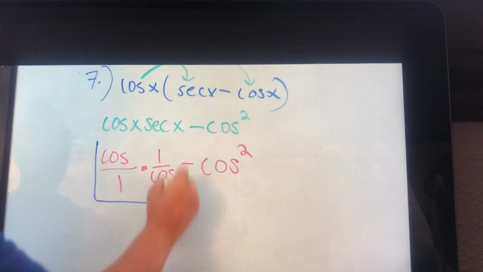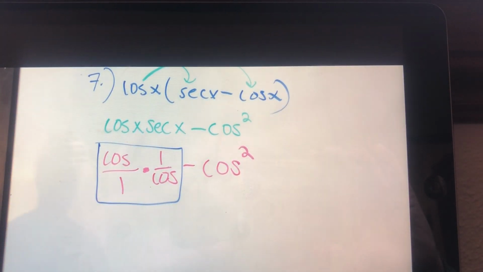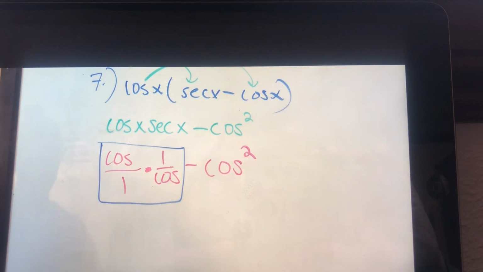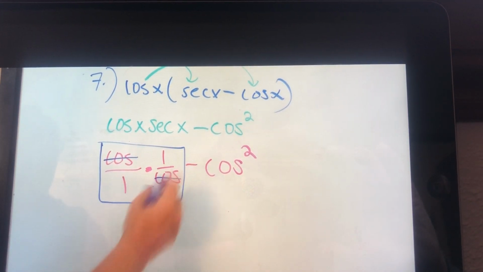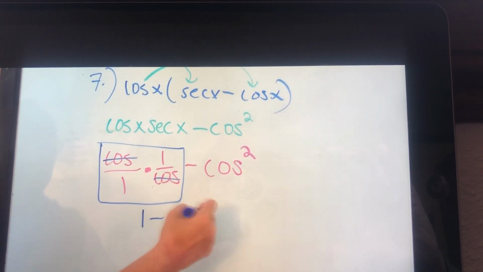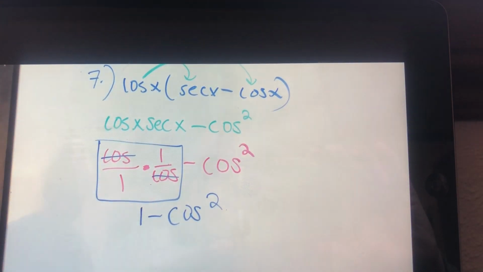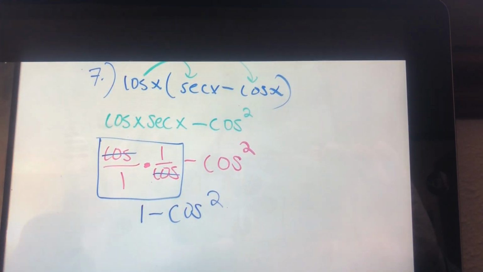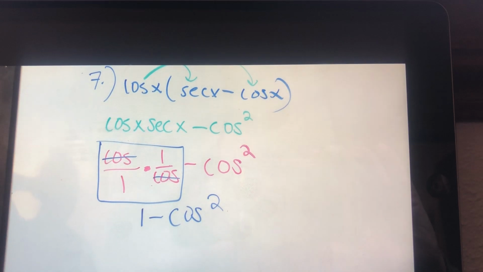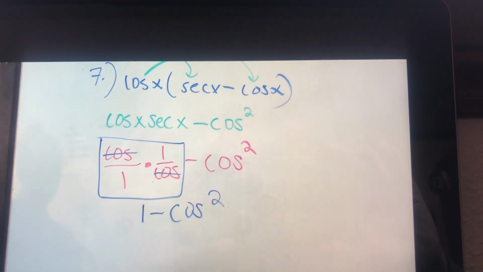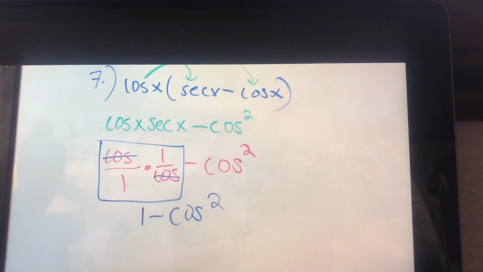What does this reduce to? Yep. Somebody out there said 1. Now, a few of you left your answer like this. 1 minus cosine squared. Okay? If this was a test or quiz, you would get most of your credit. But we're not done. You need to look at that trig identity.